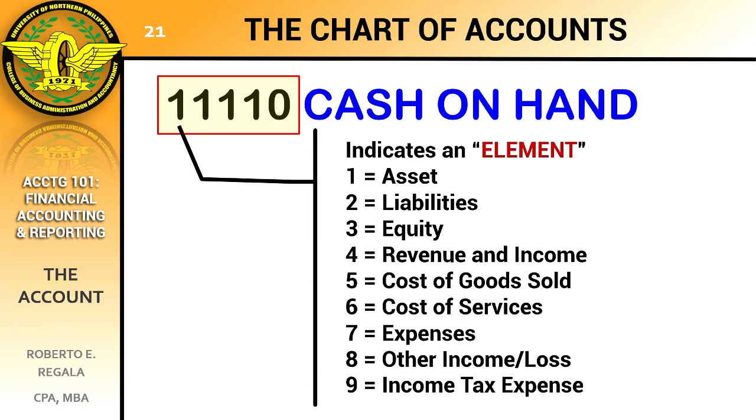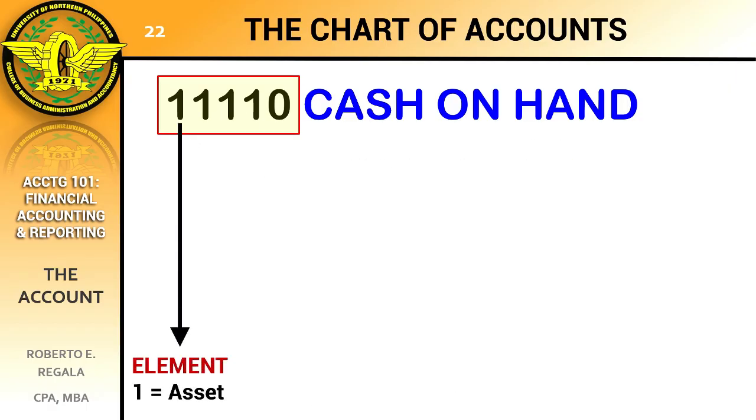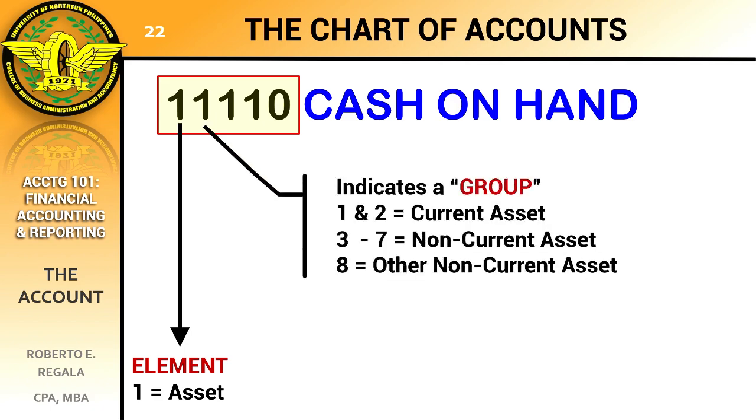The first digit, 1, is like a big category indicator. This digit means that the account is an asset. A 2 indicates it's a liability. 3 is equity, 4 is revenue and income, 5 is costs of goods sold, 6 is cost of services, 7 is expenses, 8 is other items of income or losses, and 9 is income tax expense. This way, just by glancing at the first digit, you have a general idea of what kind of account it is. Then, these numbers allow for logical organization and grouping.